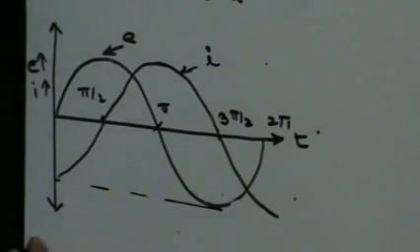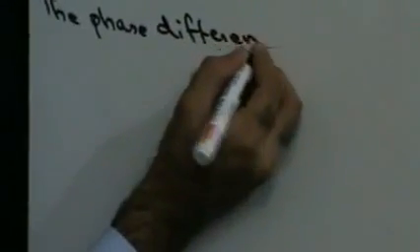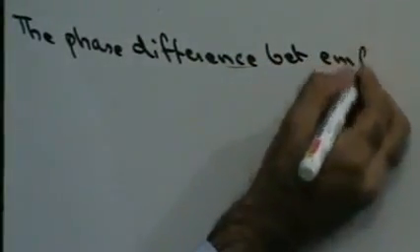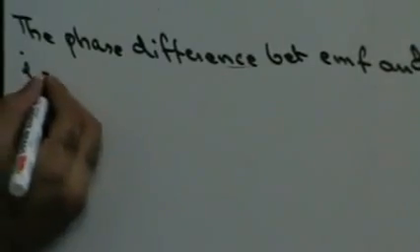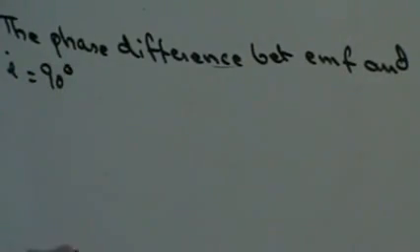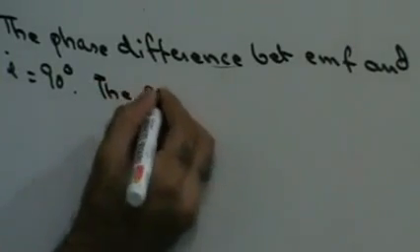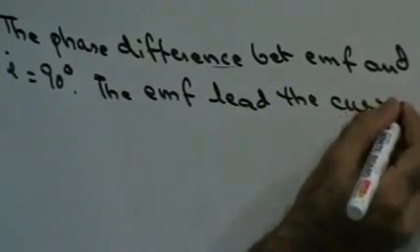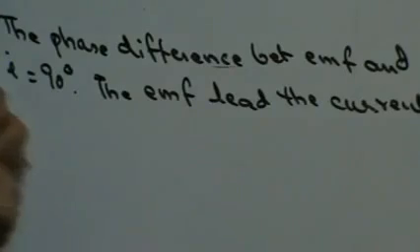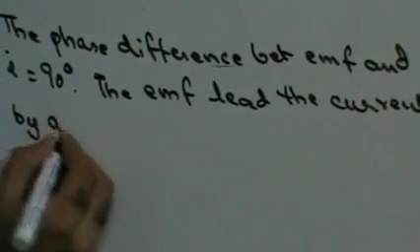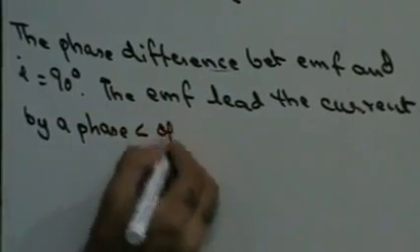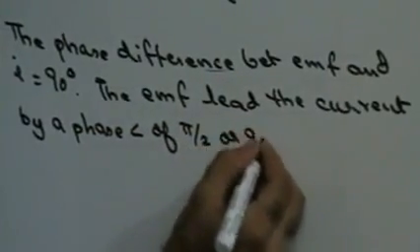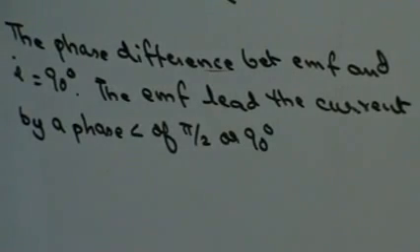The phase difference between EMF and current is 90 degrees. I can say that the EMF leads the current by a phase angle of pi by 2, or 90 degrees. That's going to be my phase difference.